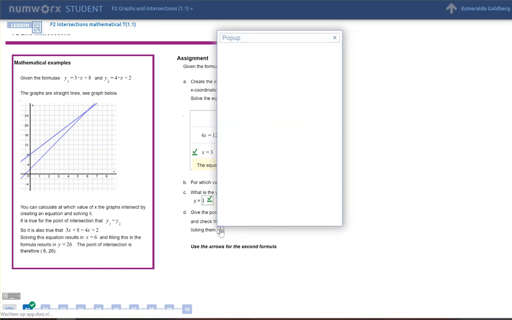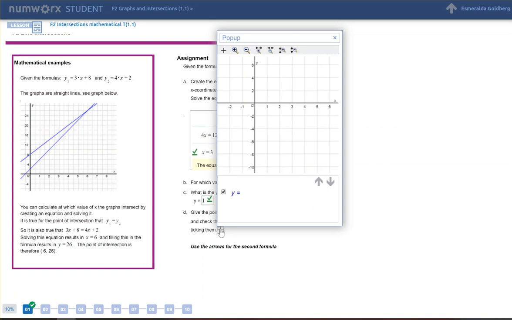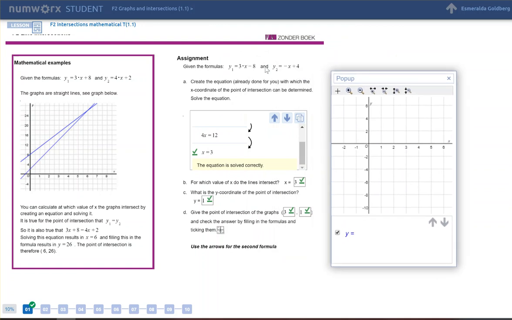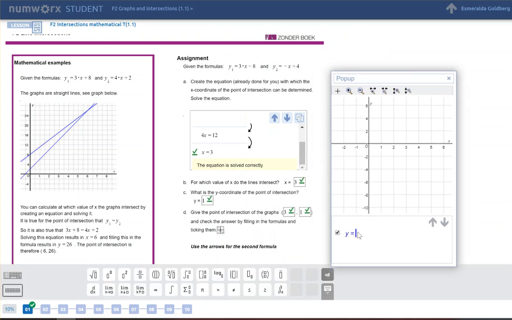Now, we can check that just this once in the pop-up screen. If we drag it to the side a bit so we can read what the formulas were, we can fill in the first formula here, 3x minus 8. And if you press enter, it plots it for you. Press the arrow down to get the second input screen for the formula. Don't forget to tick the box, otherwise it won't plot it. And read what the formula was, minus x plus 4. And as you can see, it plots it.